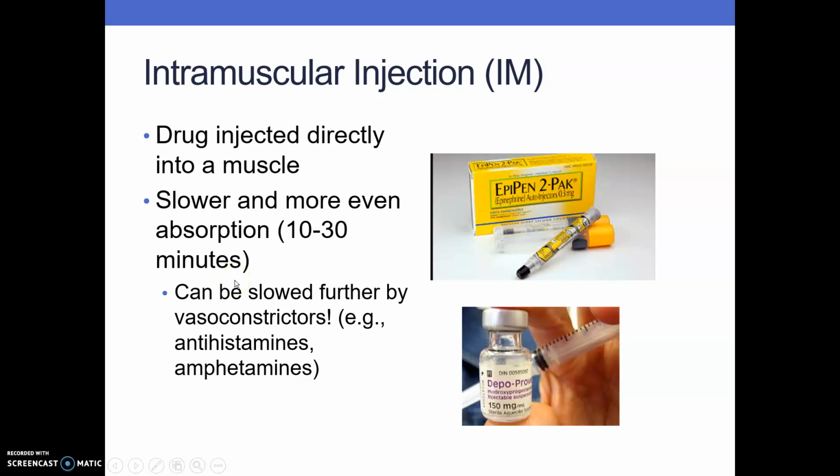You can actually slow intramuscular injection absorption further with vasoconstrictors. These are drugs that are designed to constrict blood vessels. That includes things like antihistamines as well as amphetamines. Both of these are types of drugs that can constrict blood vessels. So if you are taking an EpiPen and you had an antihistamine earlier in the day, it may take a little longer for that EpiPen to have its effect because of that vasoconstriction. When the blood vessels are constricted, they can't really circulate blood as easily as they otherwise would.